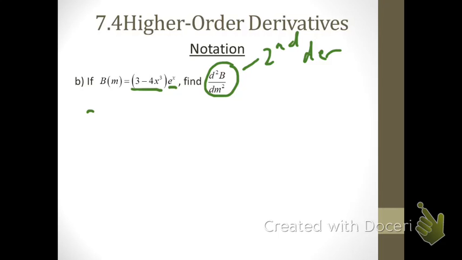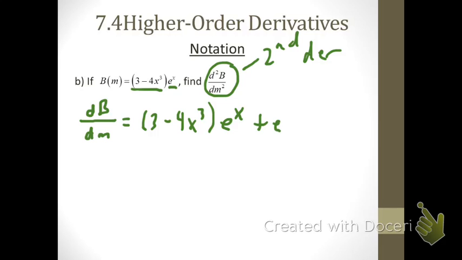Alright, well, let's start off with the first derivative, which would be the derivative of b with respect to m. And since we are doing the product rule, we're going to do the first function times the derivative of the second, 3 minus 4x cubed times e to the x, because it is its own derivative, plus the second function times the derivative of the first. And the derivative of the first function is simply -12x squared. Alright, fairly simple, isn't it?